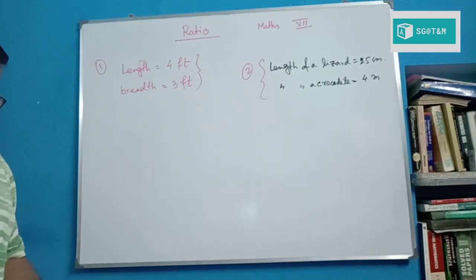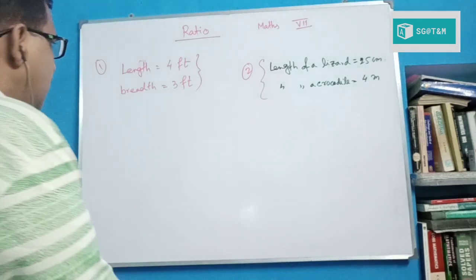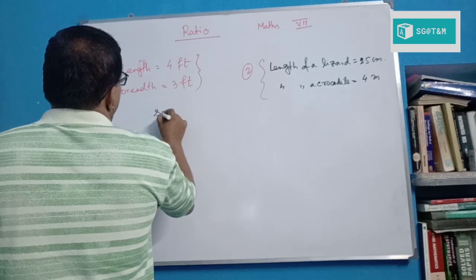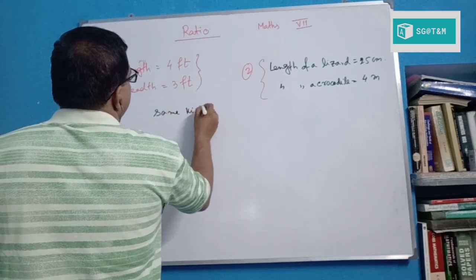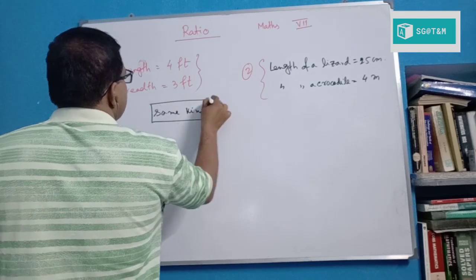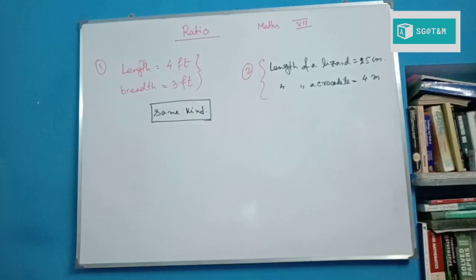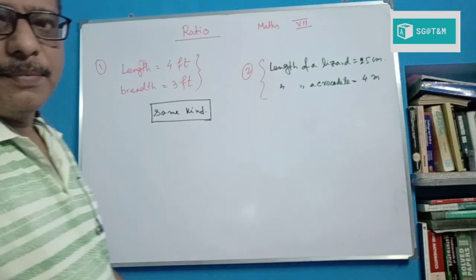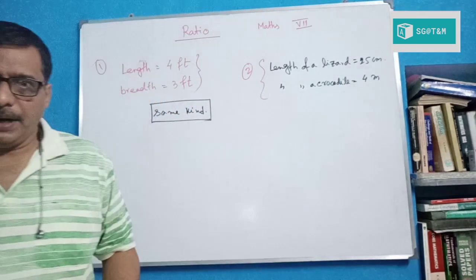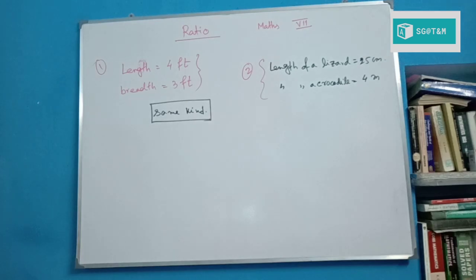Why? Because we are comparing two quantities of the same kind. It must be the same kind; comparing by division, otherwise we can't determine the ratio. Always keep it in your mind: same kind. The fraction expressing how many times the first quantity is greater or smaller than the second quantity is called the ratio between the two quantities.